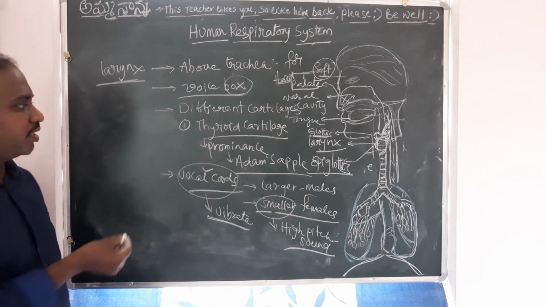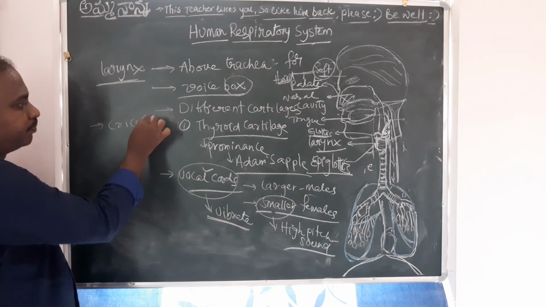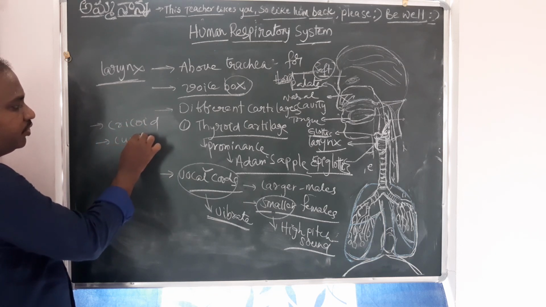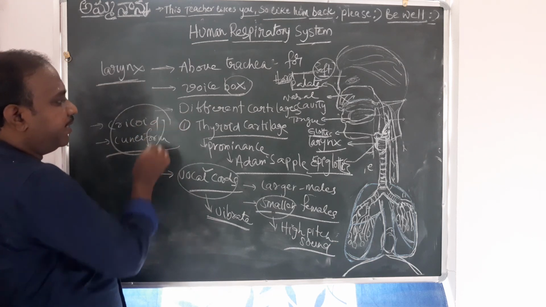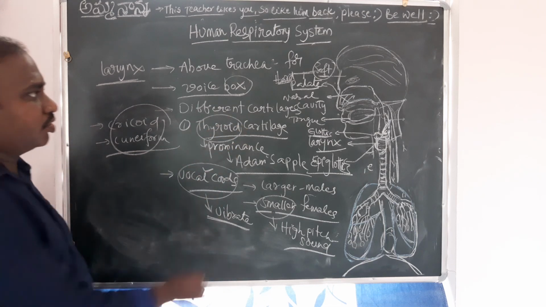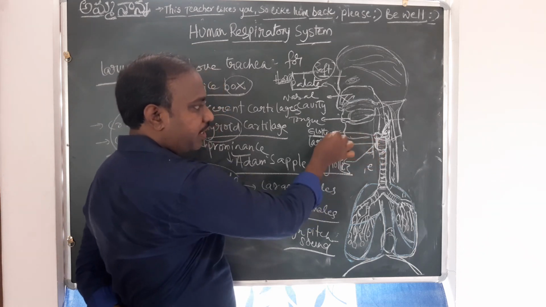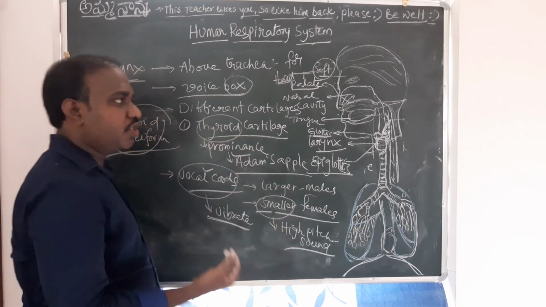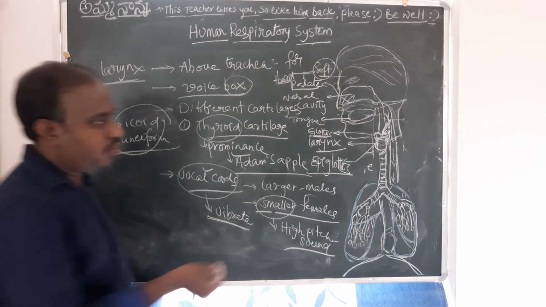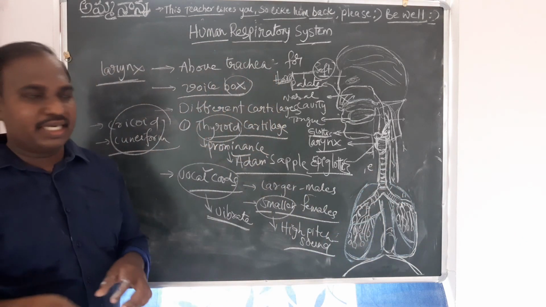And apart from the thyroid cartilage, we also have smaller cartilages such as the cricoid cartilage and something called the cuneiform cartilage, right? So other smaller cartilages are there, and the biggest of it is the thyroid cartilage, which is called the Adam's apple. We have also seen the importance of the glottis and epiglottis. The next part is the trachea, that is the windpipe. We shall be studying about the trachea in our next part.